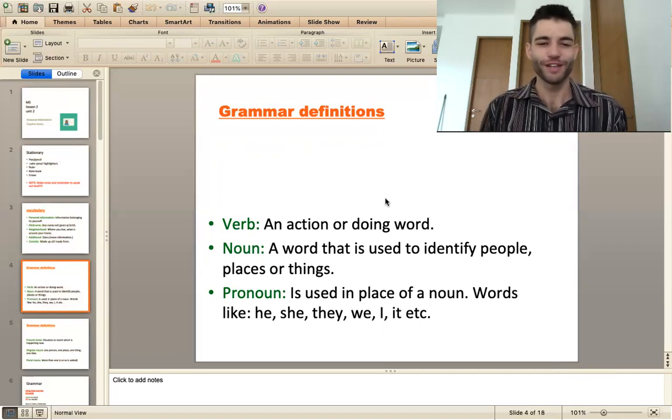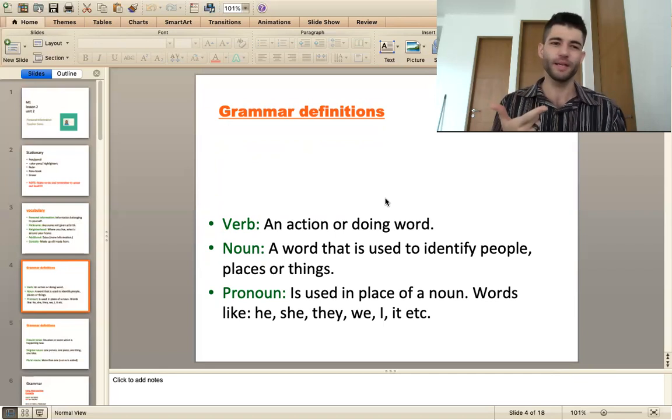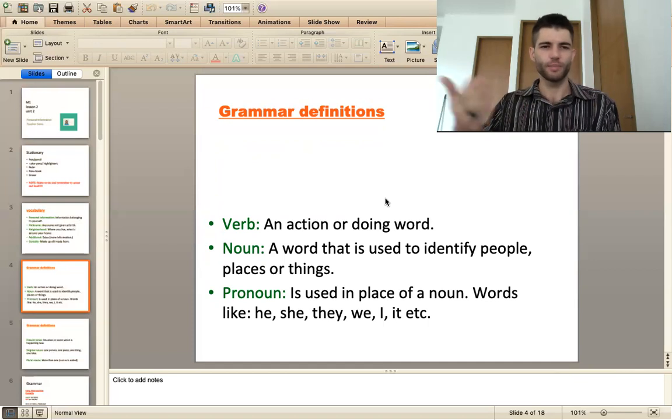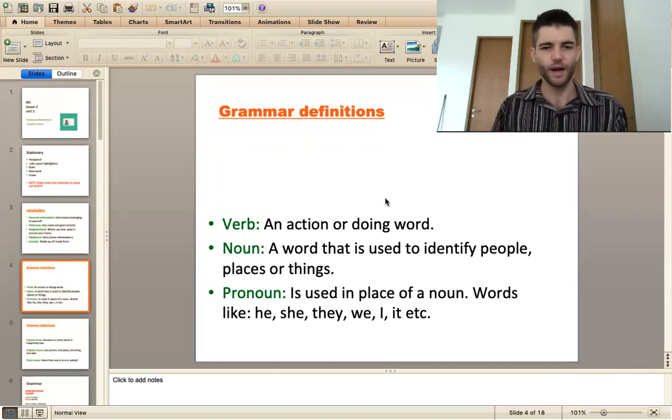Okay, noun. So what is a noun then? A noun is a word that is used to identify people, places, things. So any word that tells you it's a person, a place, or a thing is a noun, like the word teacher. So it's a person, so a noun. Places: school, or hospital, or market. Things, oh, so many things.